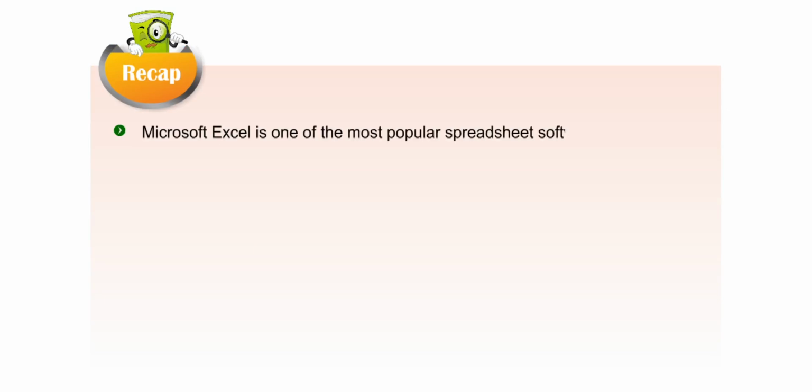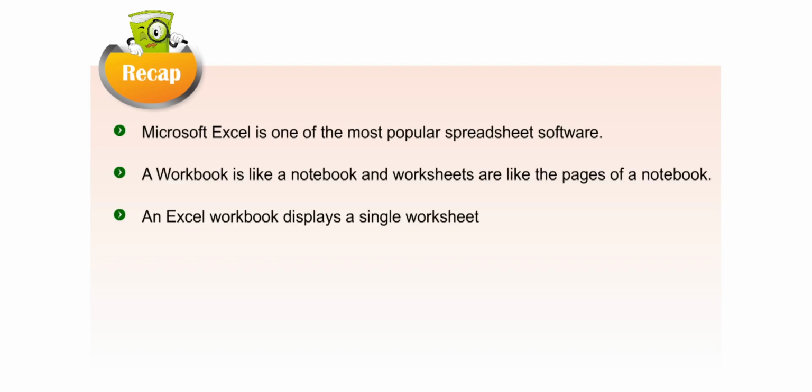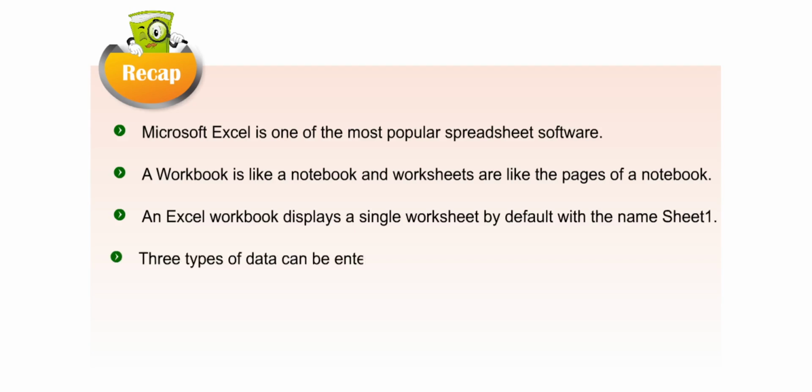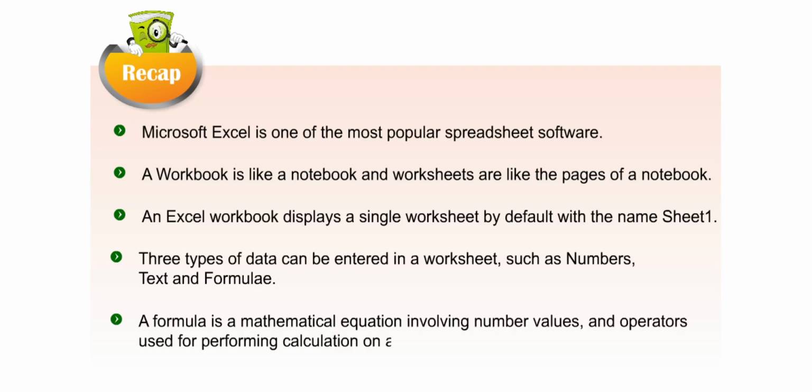Let us quickly glance through the key points discussed in this chapter. Microsoft Excel is one of the most popular spreadsheet software. A workbook is like a notebook and worksheets are like the pages of a notebook. An Excel workbook displays a single worksheet by default with the name Sheet1. Three types of data can be entered in a worksheet: numbers, text, and formulae. A formula is a mathematical equation involving number values and operators used for performing calculation on a worksheet.